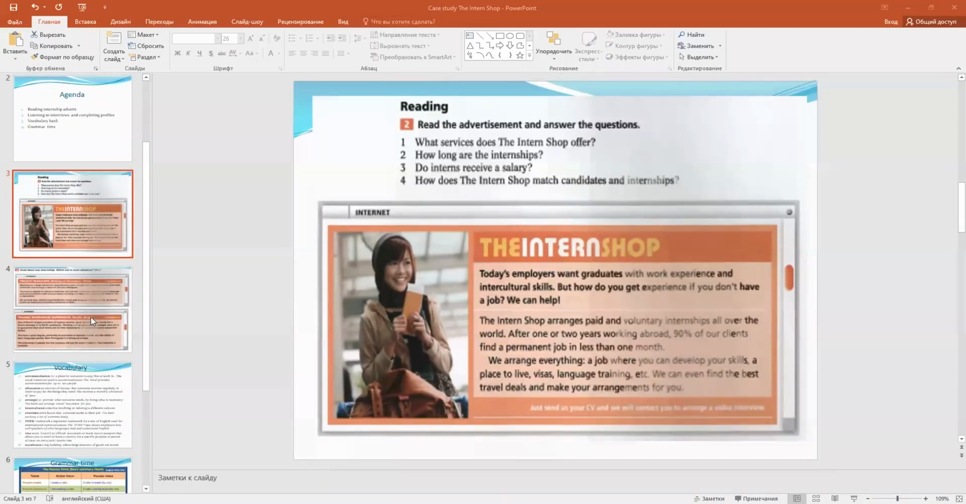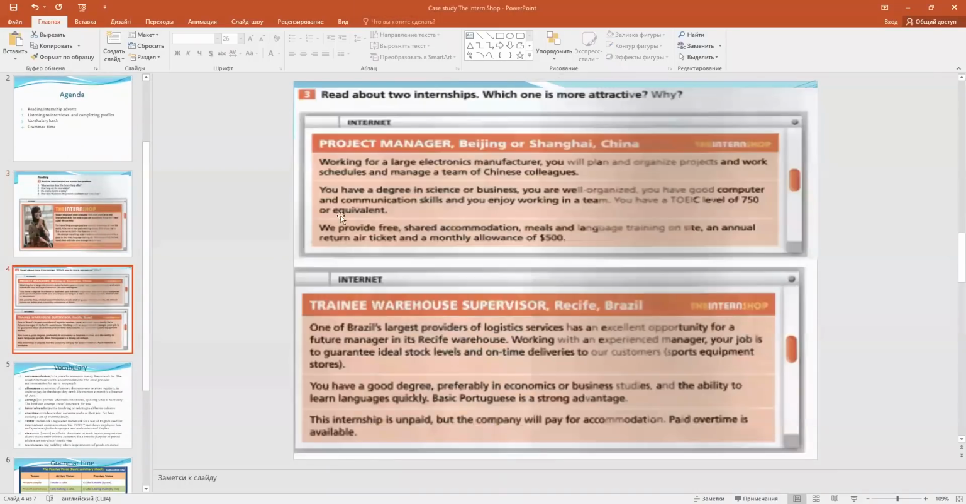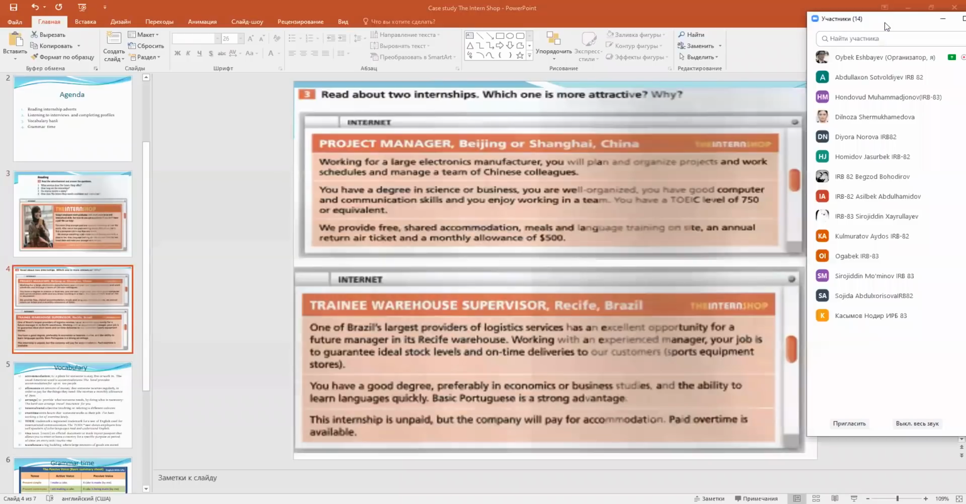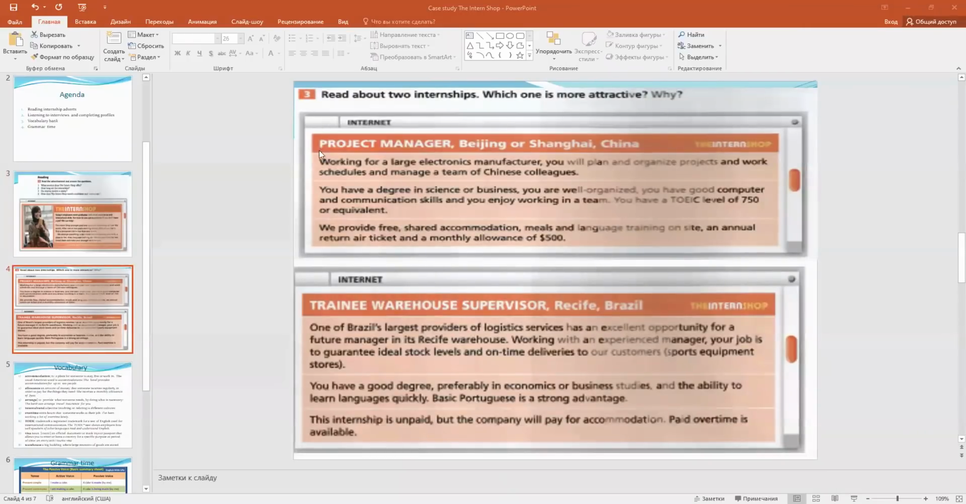We have one more reading. In this reading, you are intended to compare two kinds of internships. The first one, project manager internship program, which is located in China. And the second one is trainee warehouse supervisor, which is located in Brazil.